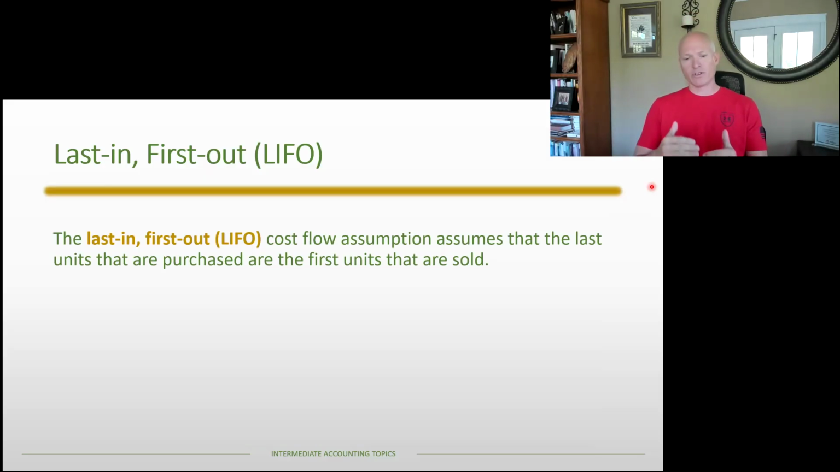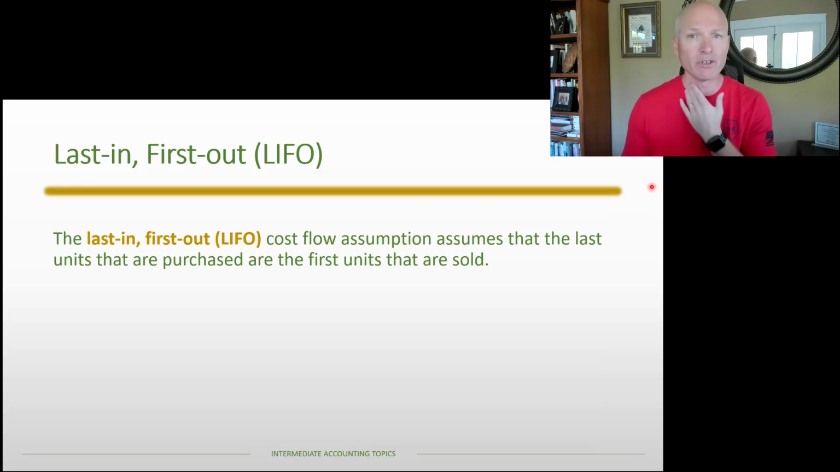Like with first in, first out, where we assumed the first items in our inventory are the first items sold out of our inventory, as the name indicates, under LIFO we assume that the last ones in our inventory are the first ones out. And always try to look for illustrations.